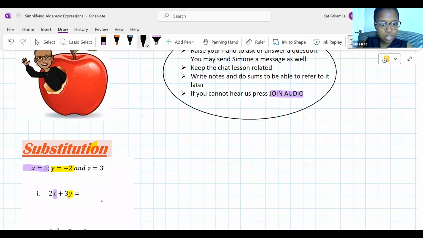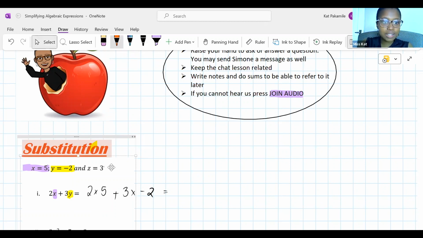So you're going to substitute it. This will be 2 times X, which will be 2 times 5, plus 3 times Y, which is -2, equals. And then we just work it out using BEDMAS. Now, BEDMAS says we multiply before we add. So we first have to multiply these two and multiply these two, and then we will add them together and find a final answer. Now, tell me in the chat what's 2 times 5.